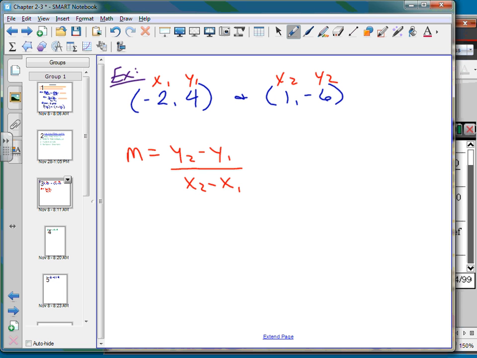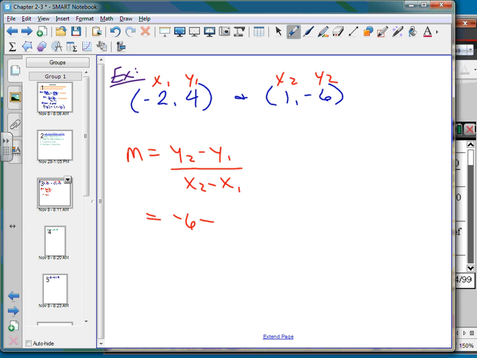Did you ever switch them to put x on top? Okay, you cannot put the x's on top and put the y's on the bottom. That's an absolute no. Okay? But what you can do is put y1 minus y2 over x1 minus x2. You have to put the 1s over the 1s and the 2s over the 2s. But I prefer that you keep and use this formula. It doesn't matter as long as you're consistent. Okay. Now, step 3.